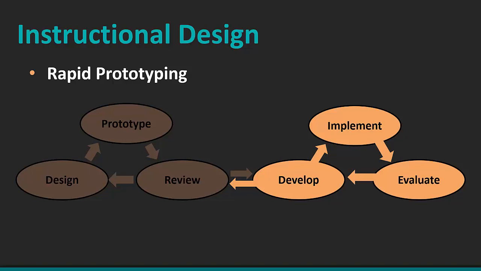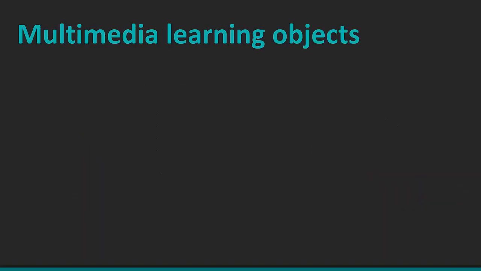So ADDIE is a fantastic linear design model, but sometimes you'll see many of the different variations of this rapid prototyping model, but the key distinction here is it's cyclical. You get started quickly, you throw it out there, throw it on the wall, and see if it works, and then make changes to improve it.